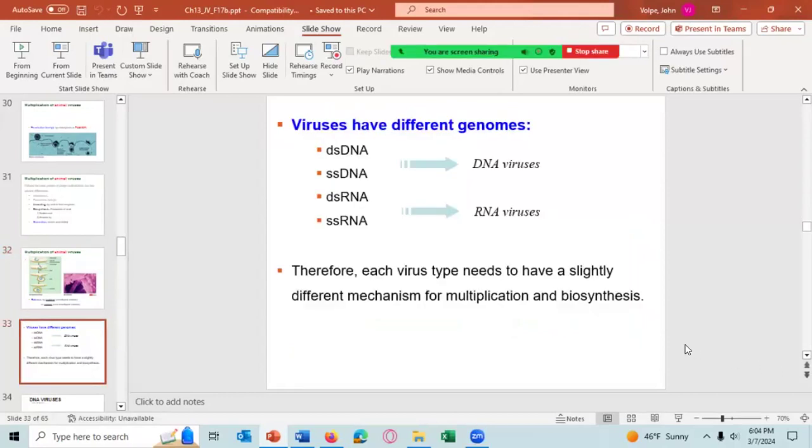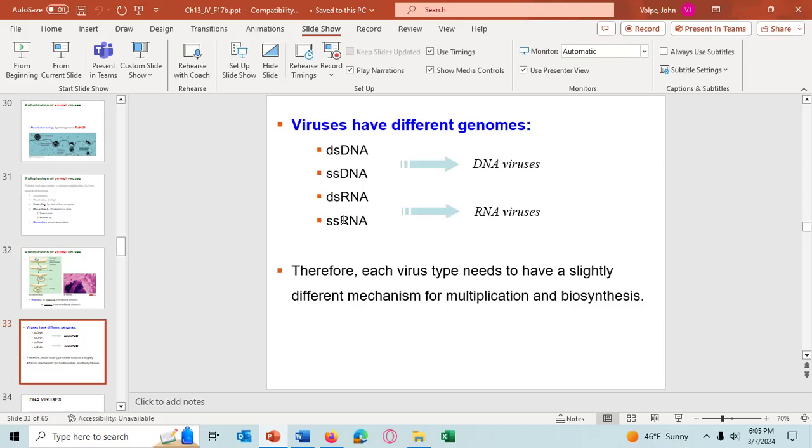All right, viruses can have different genomes. We can have a virus with double-strand DNA, a virus genome with single-strand DNA, a virus genome with double-strand RNA, a viral genome with single-strand RNA. And remember, if we have a virus with single-strand RNA, you need to state whether it is a single-strand positive sense RNA or a single-strand negative sense RNA molecule.